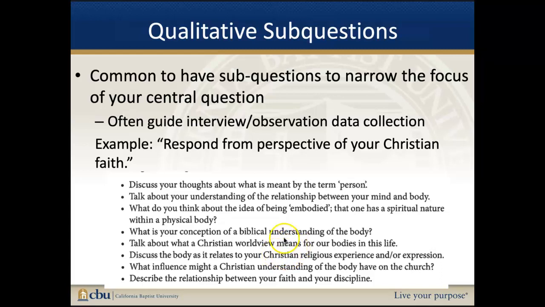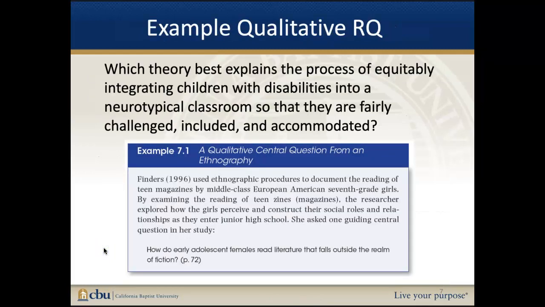Skip down here. What's your conception of a biblical understanding of the body? What is the importance of the body? And then how does the body relate to your Christian religious experience and or expression? So hopefully you notice now these are more specific ways of addressing the central research question, and that's the point of qualitative sub-questions.